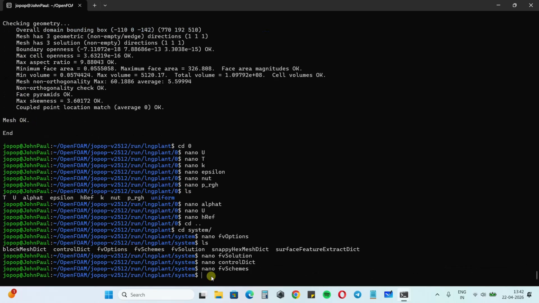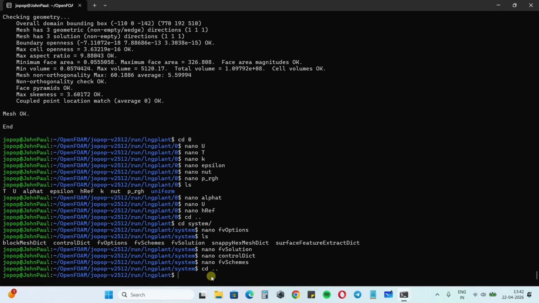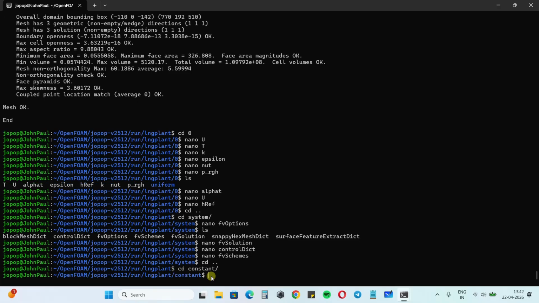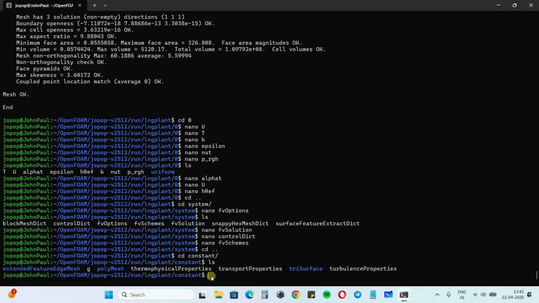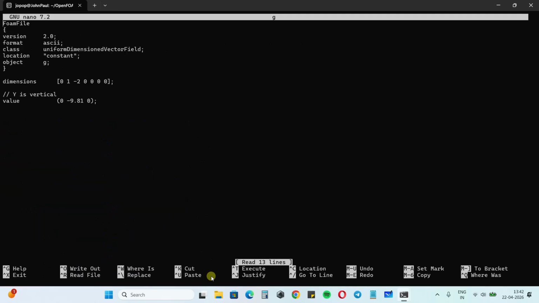now what we have to set is the gravity field. So that is required for us to calculate the buoyancy force term. So for that we have to go back to the constant folder. So cd constant, and if you do the ls here, then you can see the file called g, which is gravity. Nano g, and you basically specify a uniform field with value minus 9.81 in the vertical y-axis. Okay, so this one is needed.